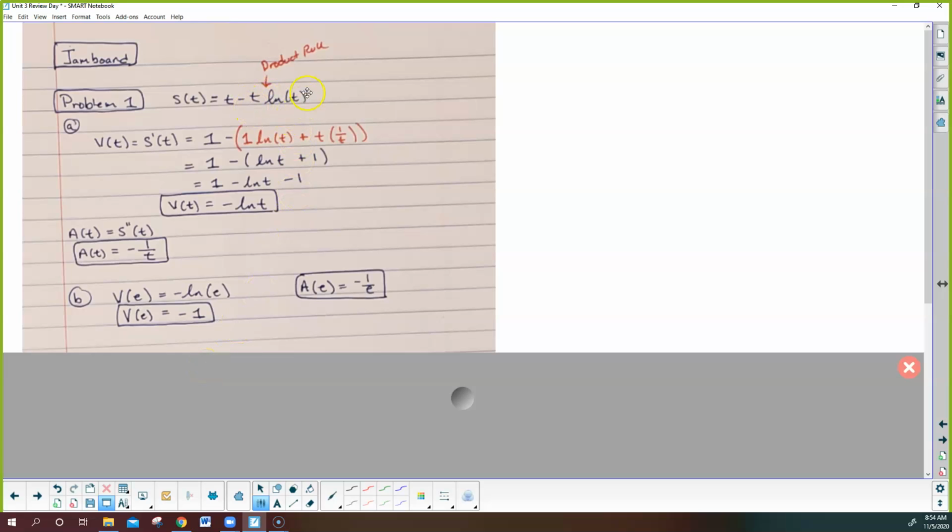So make sure you recognize when to use the product rule, and don't be scared by that word displacement. It means position.